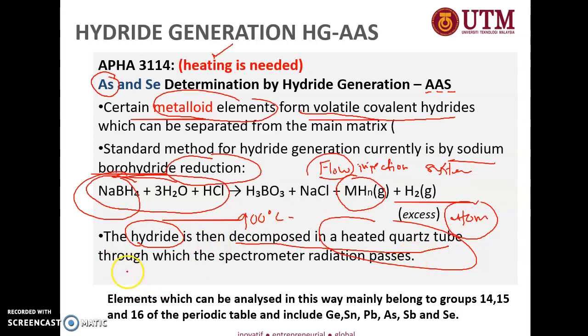What happens after the decomposition of the hydride and production of atoms? Same as the previous AAS, it will go towards the radiation absorption given by the hollow cathode lamp of the same element, or EDL. What are the elements usually suitable for hydride generation AAS? Those belonging to group 14, 15 and 16 as well as these metals. Specifically for arsenic and selenium, this is stipulated in the APHA method, which means this is a standard method.